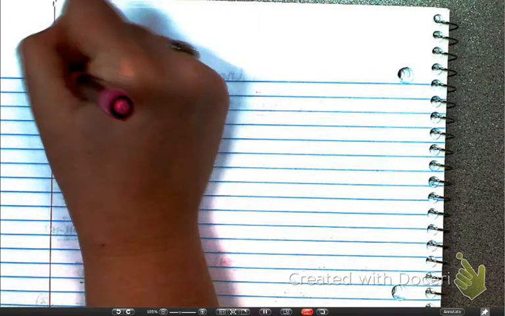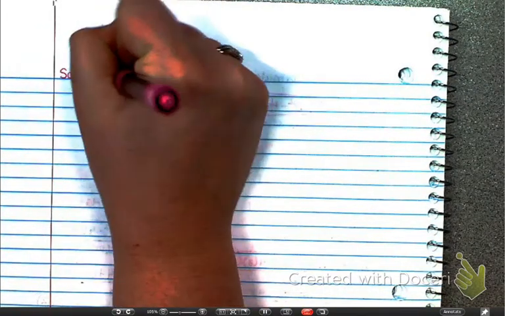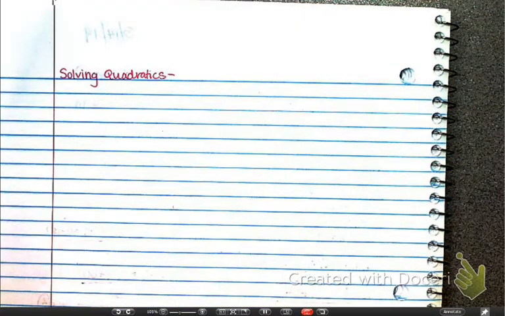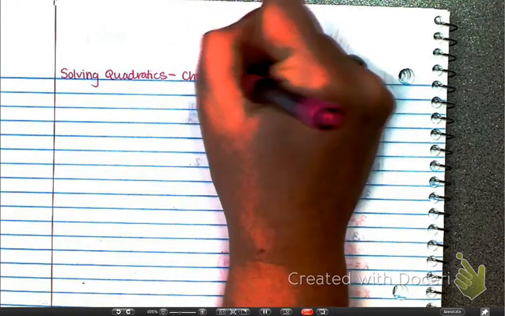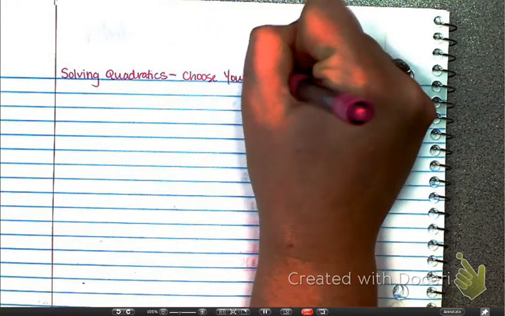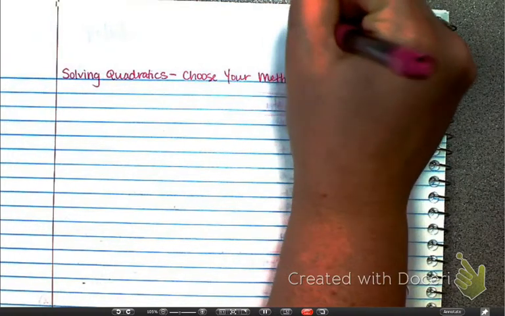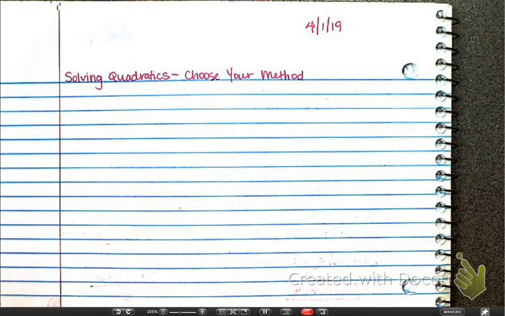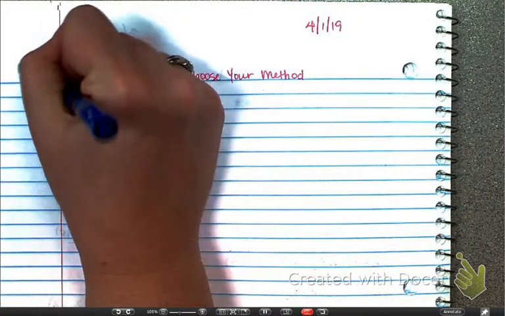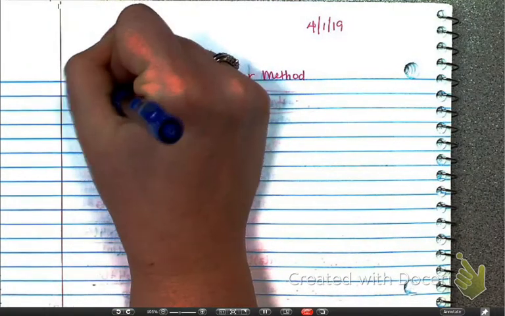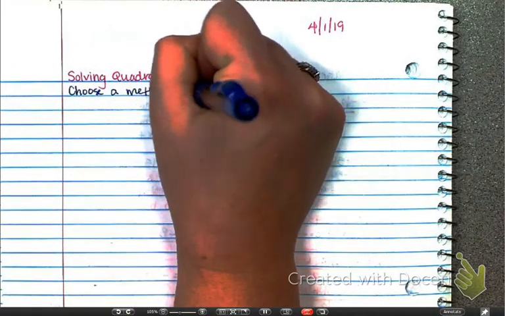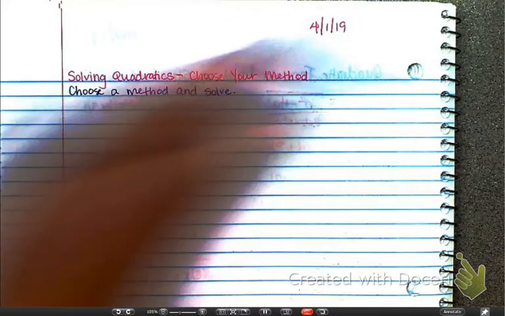So solving quadratics. Choose your method. Your directions for all of this will say choose a method and solve. The important part here is solve.